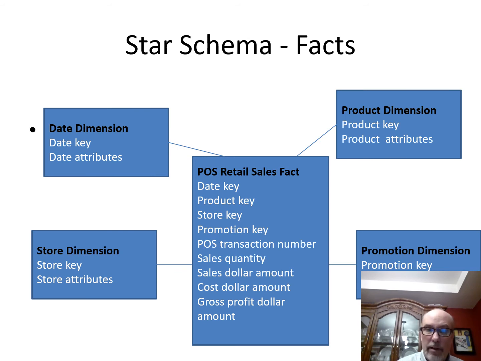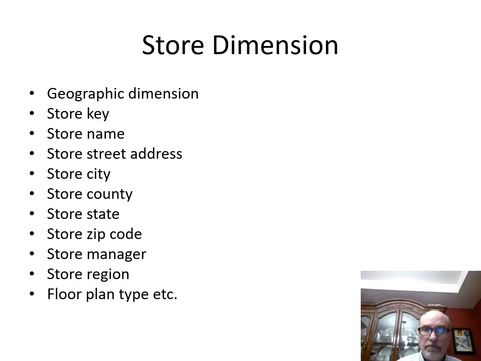So now we take a look at that star schema, and now we've added a few more things to our fact table. We haven't changed the date or the store. Product and promotion have all stayed the same. But now, in addition to the transaction number, we've added the sales quantity, the dollar amount, the cost, and the gross profit of that transaction. So as you see, we've now expanded our fact table to include those key measures that are important.